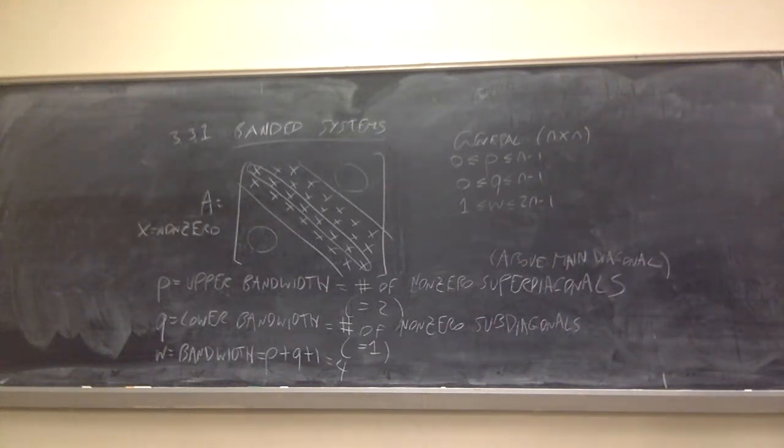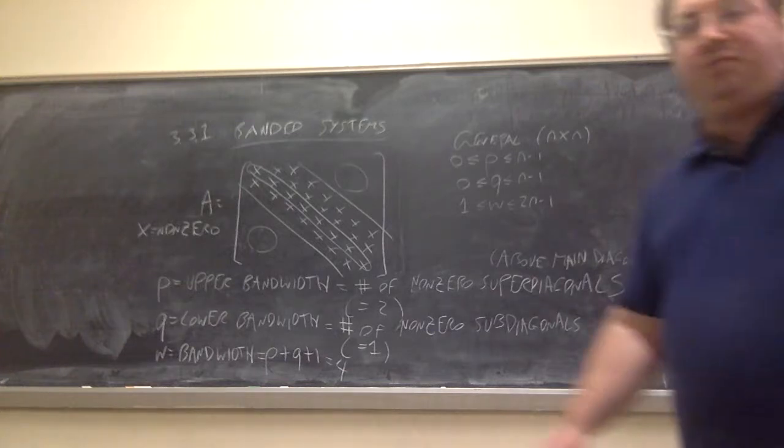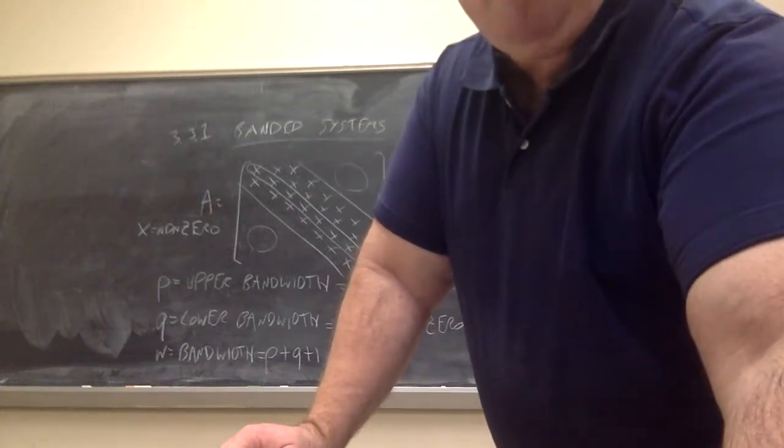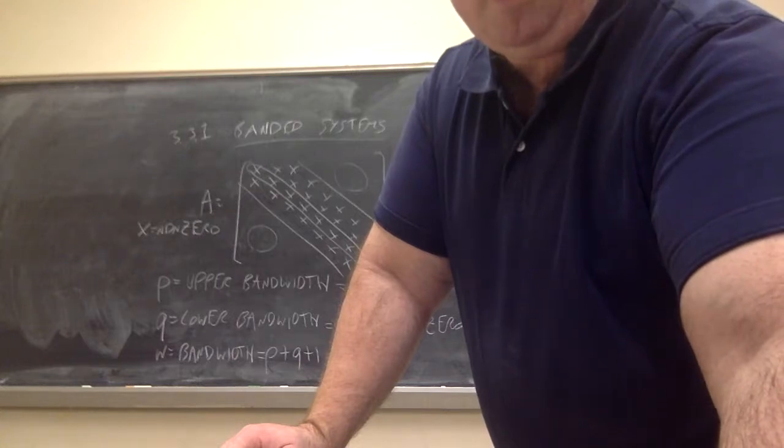I suppose that if a matrix is a 0 matrix, you could say it has bandwidth 0. That's not a very interesting case to discuss. So if the bandwidth of a matrix is less than the maximum possible, 2n minus 1, then we can say that the matrix is banded. But we're really interested in cases where the upper and lower bandwidth are particularly small.